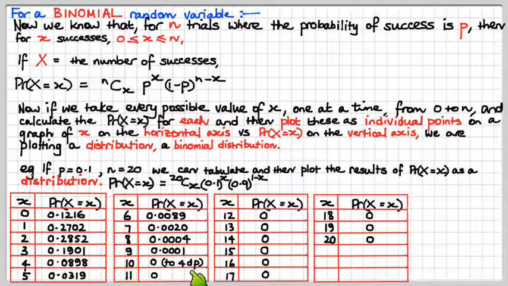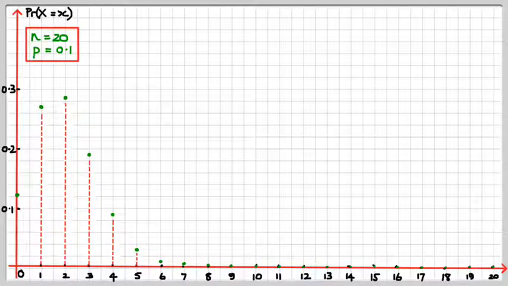Now, when I got down to here, I'm only doing them to 4 decimal places, so I didn't write 0.0000, I just wrote 0. Was that alright? Yeah. Now, let's see what we get.